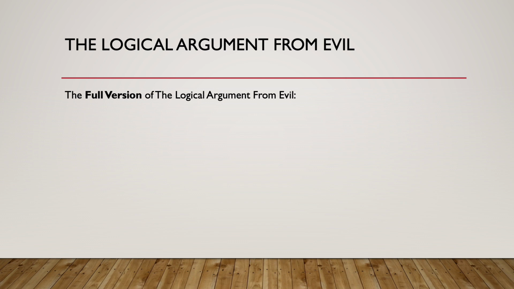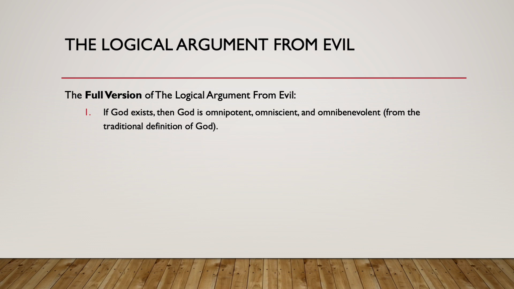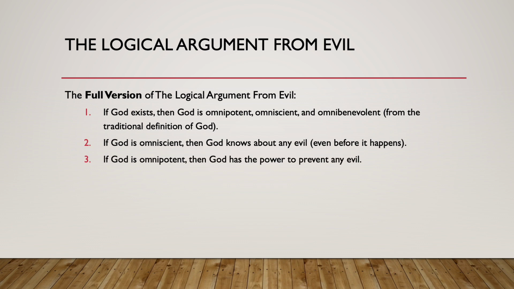It tries to cash out exactly how the contradiction arises that's being suggested in the first premise of the simpler version. That is, if God exists, then God is omnipotent, omniscient, and omnibenevolent. So those are the traditional theistic ideas. Well, if God is omniscient, then God knows about any evil. So we're connecting omniscience to evil. If God is omnipotent, then God has the power to prevent any evil, making a connection between omnipotence and evil. And if God is omnibenevolent, then God would want to prevent any evil. And again, bringing in omnibenevolence and connecting it up to claims about evil.